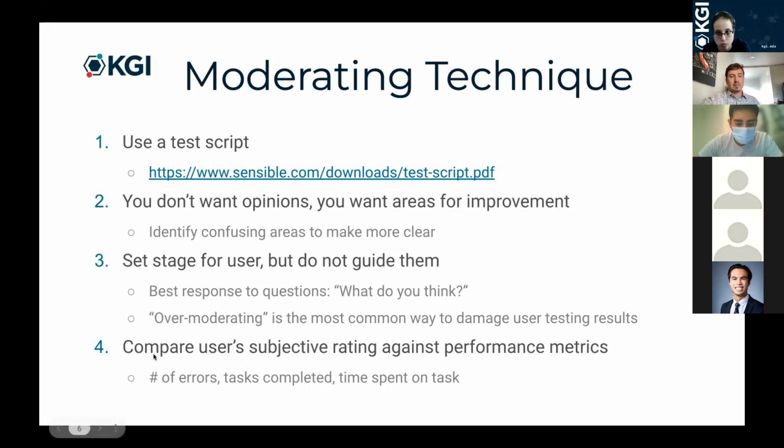And then finally, make sure that you compare the user's subjective rating against performance metrics. They might think that, oh, this was easy, or they're telling you that everything was easy. But if they really struggled on a certain page, that's something you might want to probe into, because it might be a sign that they were confused, even if they forgot about that or don't want to admit it.